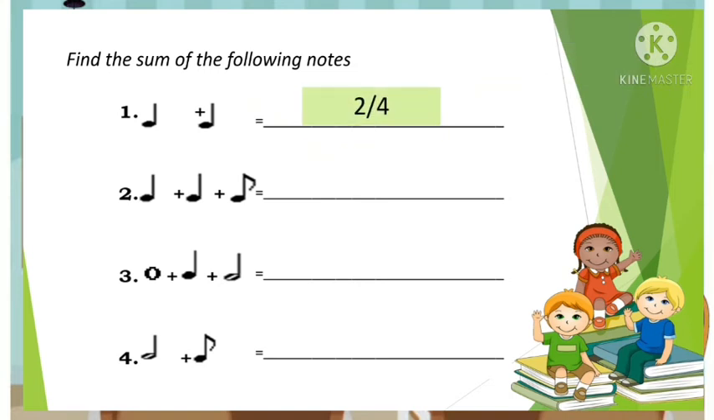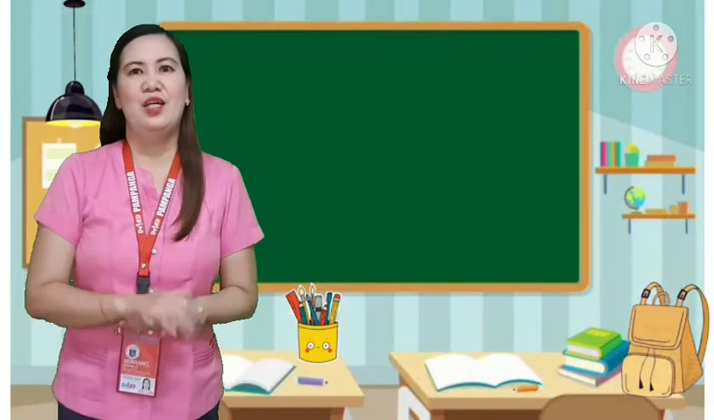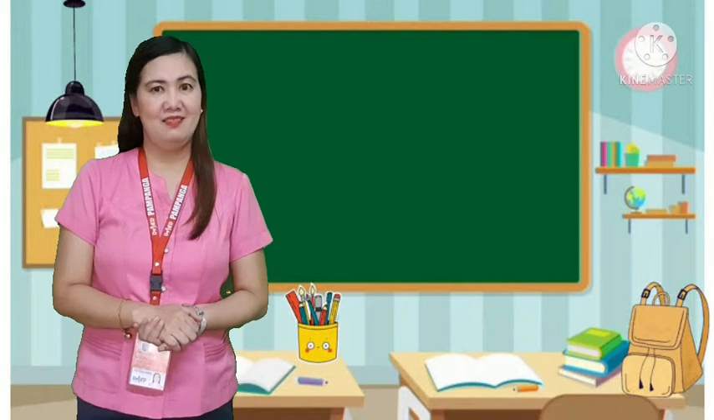Okay, class, let us check. Number 1, your answer is 2/4. Correct. Number 2, 5/8 is the answer. Okay, correct. And number 3, we have 7/8. Correct. And number 4, we have 5/8. Correct. Do you have questions? Do you understand our lesson?